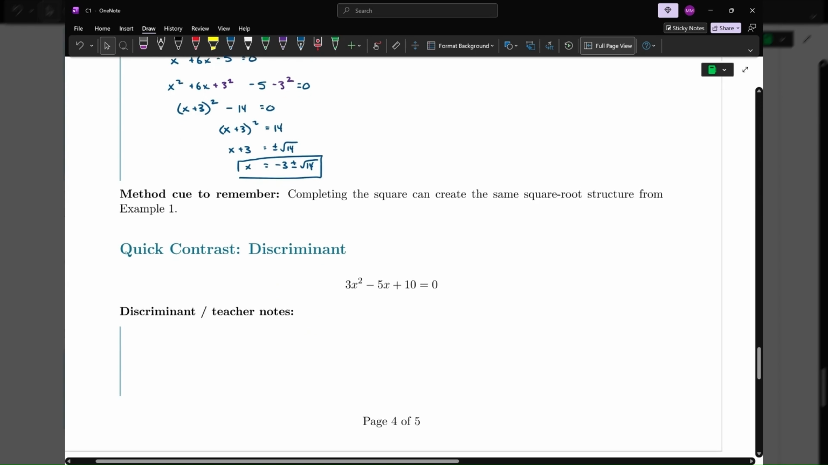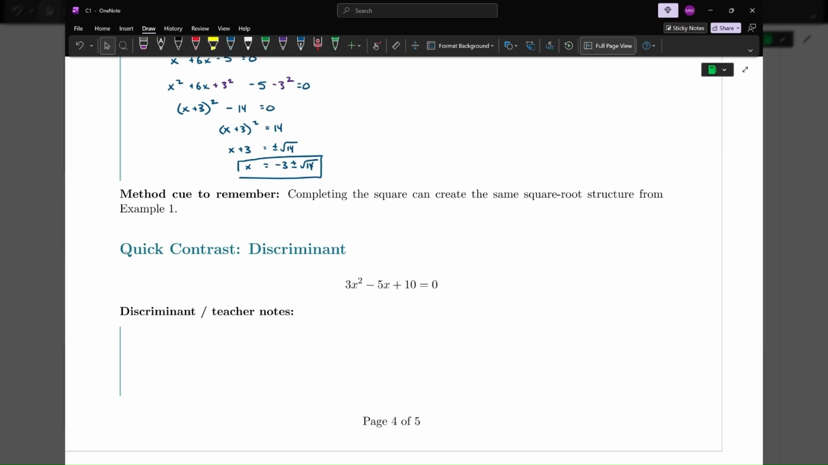Last one to look at here is just a quick contrast. So 3x squared minus 5x plus 10. So I want to solve this. As I look at it, I am going to confirm for myself, hey, that doesn't factor. I also don't want to complete the square because I can see, 1, I would need to factor out the 3, and 2, that's odd. So I could complete the square. It would be a mess. I do not want to.